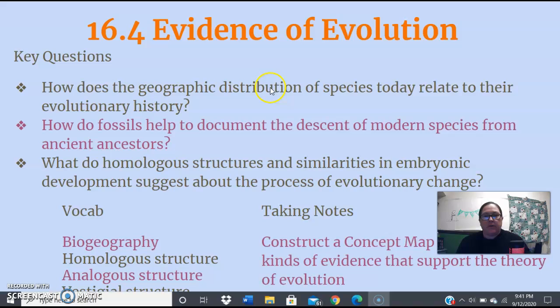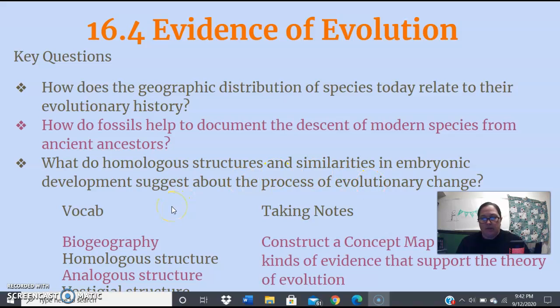How does the geographic distribution of species today relate to their evolutionary history? How do fossils help to document the descent of modern species from ancient ancestors? What do homologous structures and similarities in embryonic development suggest about the process of evolutionary change?